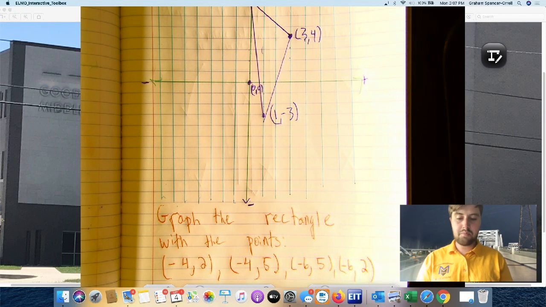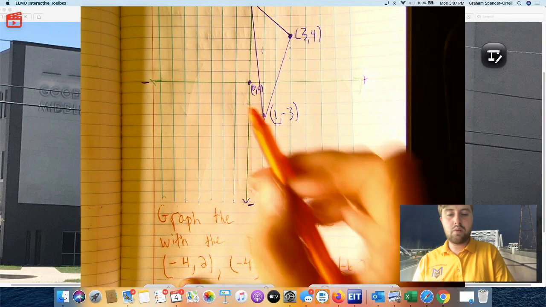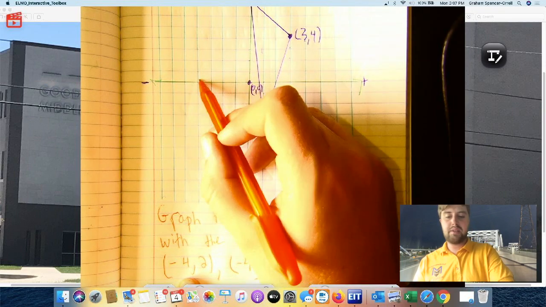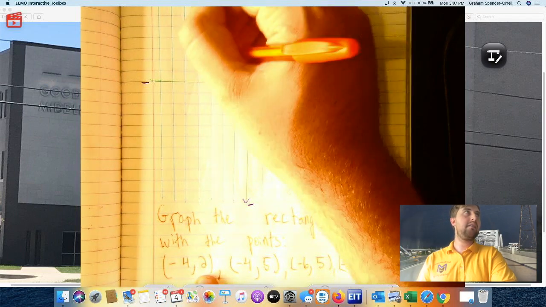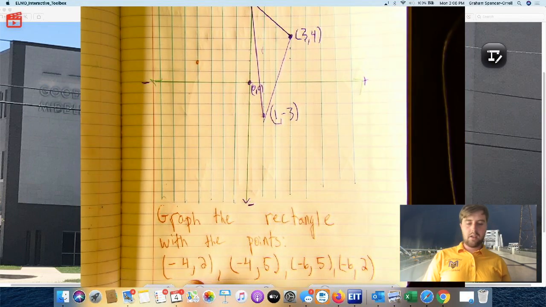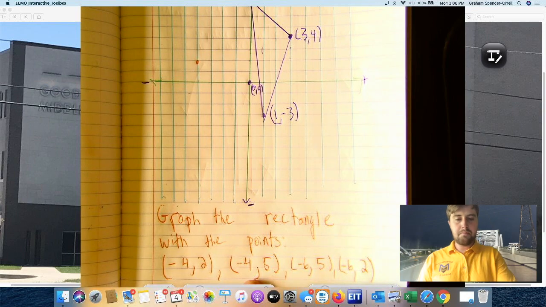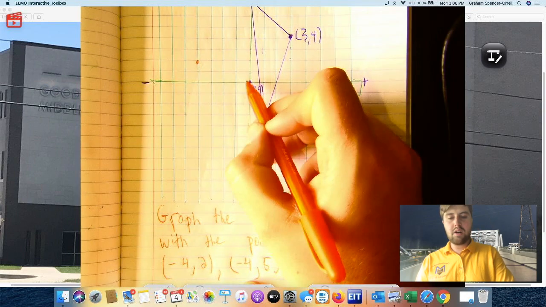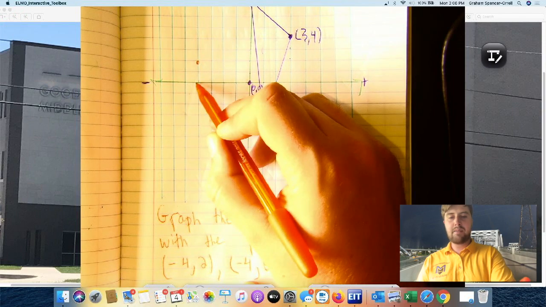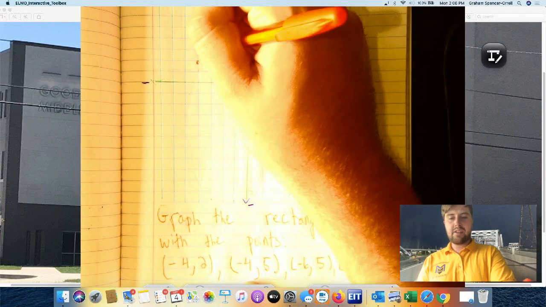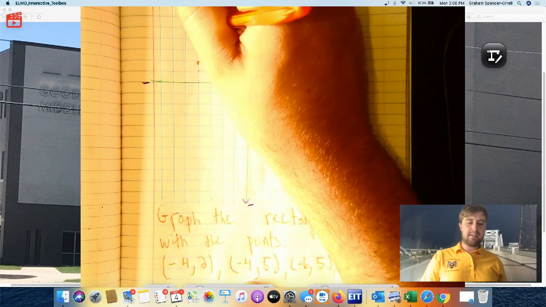All right, so our first point, negative 4, 2: 1, 2, 3, 4. We're going left because it's negative, and up 2 because the 2 is positive. Then we're going to go negative 4, always starting at the origin at 0, 0: 1, 2, 3, 4. And up 5 because the 5 is positive. Our y value, the 5, is positive.